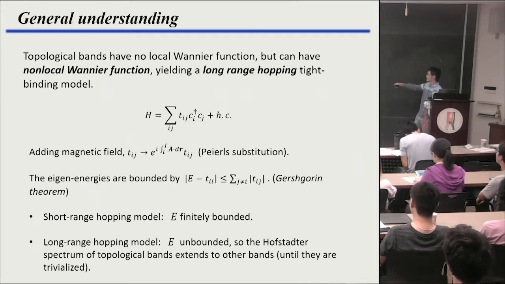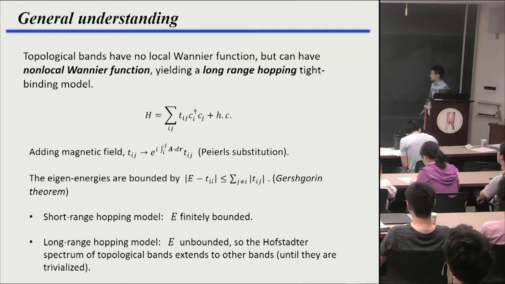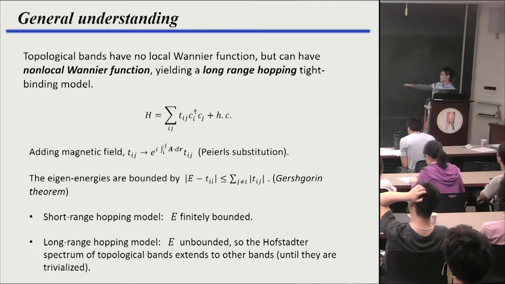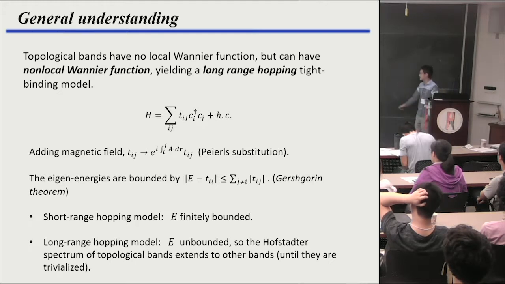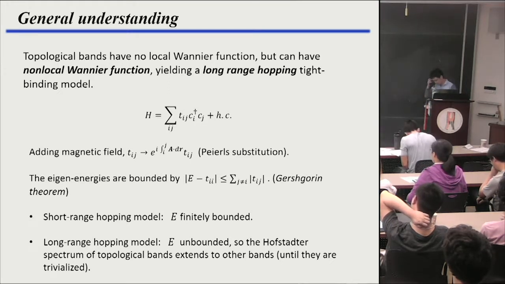Suppose you just have a one-band model with these hoppings. In general, then under magnetic fields, basically what you do is these hoppings acquire a phase given by the Peierls substitution. Mathematically, there's a very simple theorem called the Gershgorin theorem. Basically, suppose your on-site energies are all the same, which I mean the t_ii are all the same. Then the eigenvalues of this Hamiltonian will be bounded by the summation of the absolute values of the hopping matrices, the hopping amplitudes.